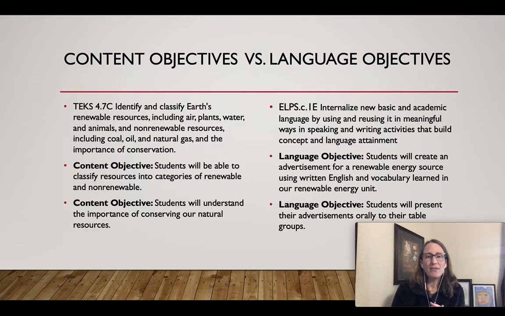You kind of want to think of those language objectives as how are they using reading? Are they using writing? Are they using their listening? And are they using their speaking skills? Those are your four key words to know that this is a language objective that's helping me accomplish that content objective. So listening, speaking, reading, and writing. Those are my four key components of language to help me accomplish that content objective.